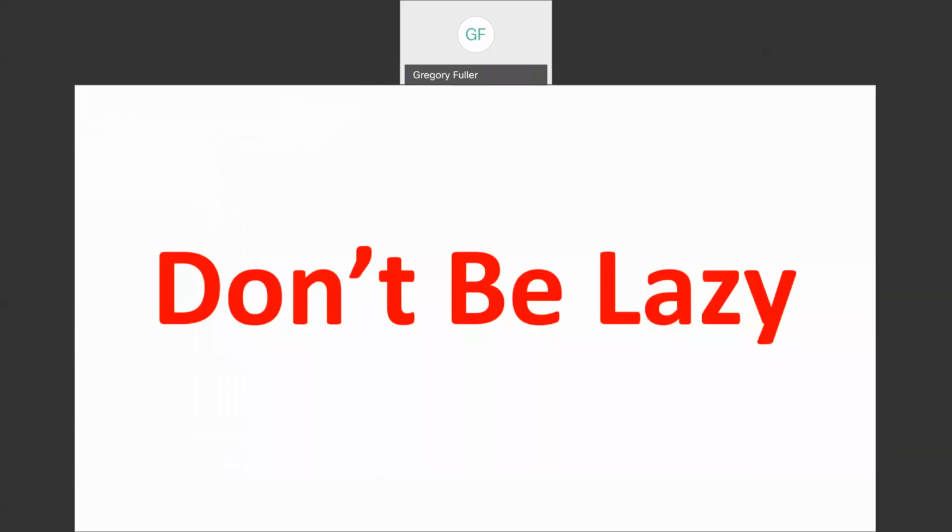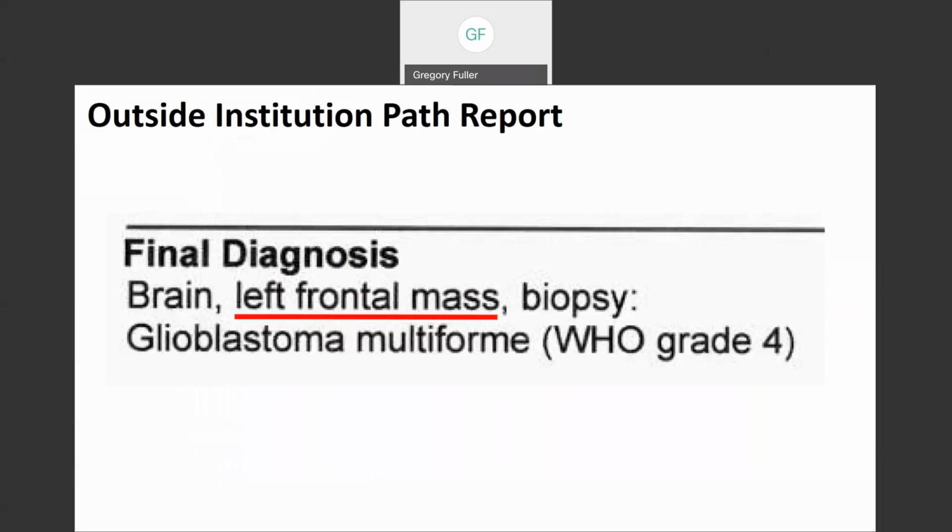Okay, don't be lazy. Now, don't be lazy doesn't relate to the case we just saw. This is actually a new conference feature. I'm going to call it Don't Be Lazy. All right, Don't Be Lazy, case number 1. This is an outside institution report, and here it is from their report.